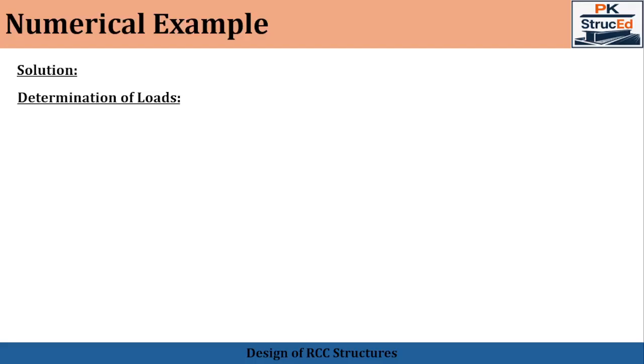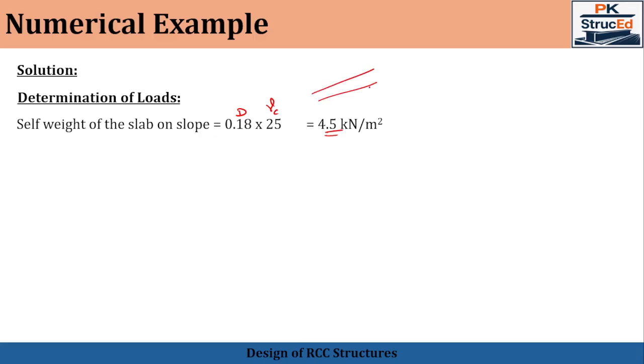Now let us calculate the loads acting on the inclined slab. Start with the self weight of the slab in the sloping direction. That is the overall depth, the thickness of the slab, into the unit weight of the concrete, which will give the self weight of the slab as 4.5 kilonewton per meter square. And you know this load will be acting perpendicular to the axis of the slab. Here in this case, the slab is an inclined one.